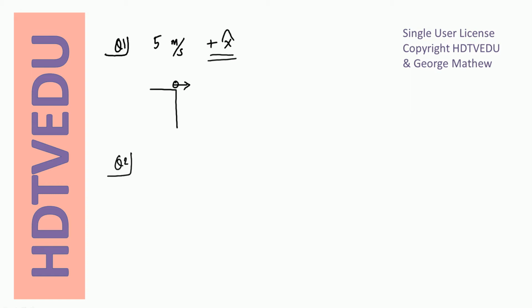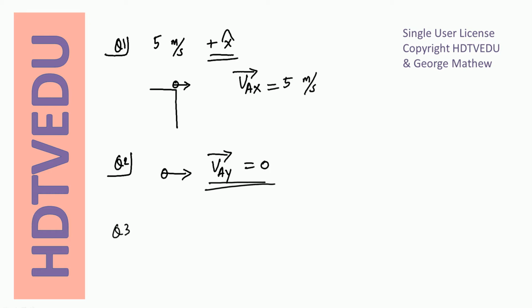Question number 2, what is the vertical velocity at point A? The object is moving initially along positive x at 5 meters per second. So what is the vertical velocity? It is 0. The vertical component of the velocity vector at point A is equal to 0. The horizontal component of the velocity vector at point A is equal to 5 meters per second. The vertical component is 0. How about question number 3?